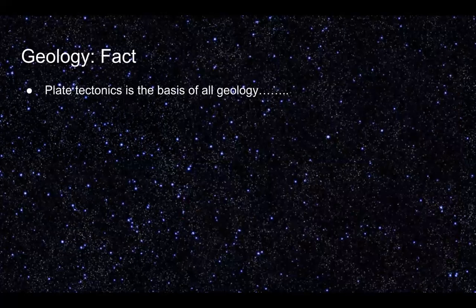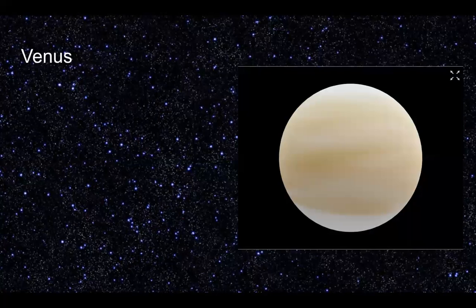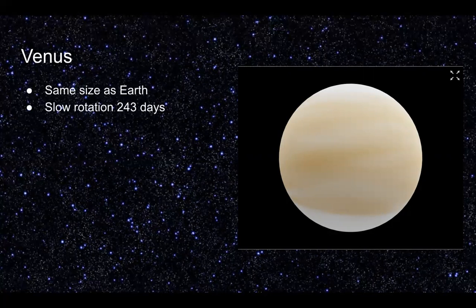So, another fact that we accept, in the last 75 years, it's been accepted that plate tectonics on Earth is the basis of all geology. You'll be familiar that Venus is the planet that is next closest to the Sun from us. It's roughly the same size as us, slightly smaller. It has a very slow rotation, 243 days. So that means that its day is almost as long as its year.